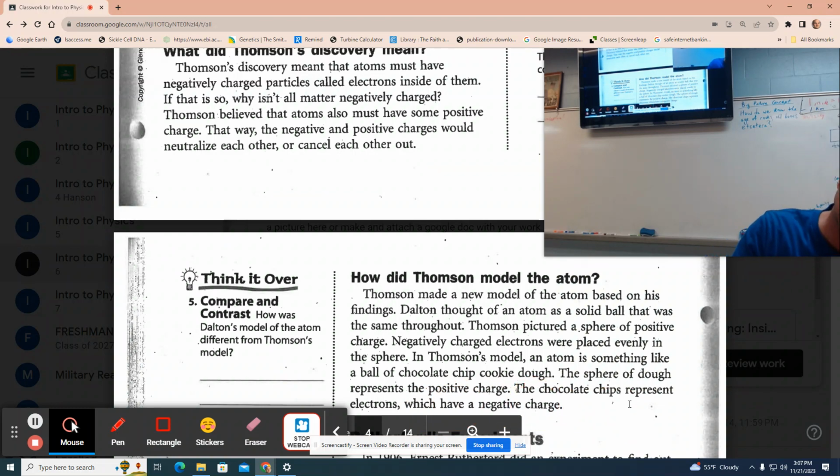And my daughter just handed me this picture of, she calls it the plum pudding model. Yes, absolutely. Very similar. This is Thomson's atomic model.